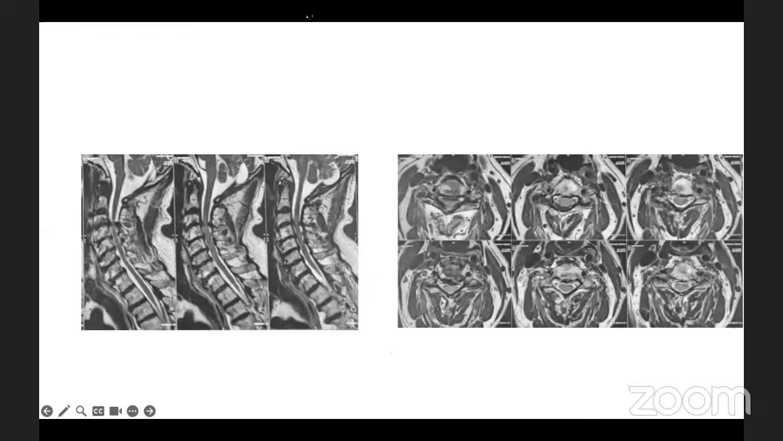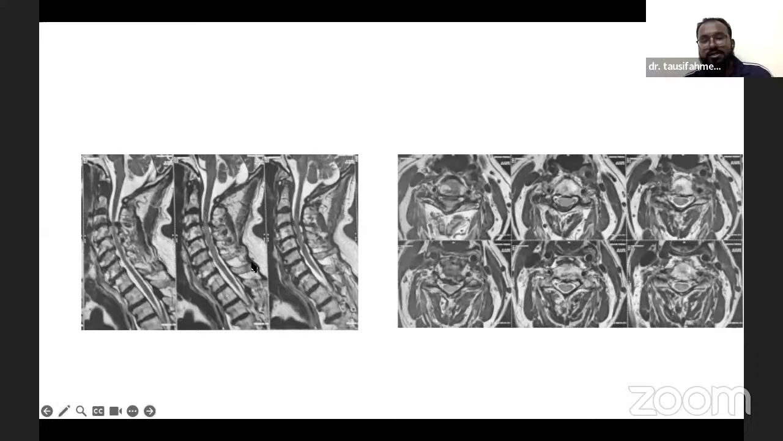Multiple indentations over the cervical spine from the level C3-4, C4-5, C5-6. Perfect. In the axial also we can see the disc protruding. But what is Tausif's cursor pointing towards? There is an overlap, sir. Myelomalacic changes. Exactly. So the MRI showed the myelomalacic changes.